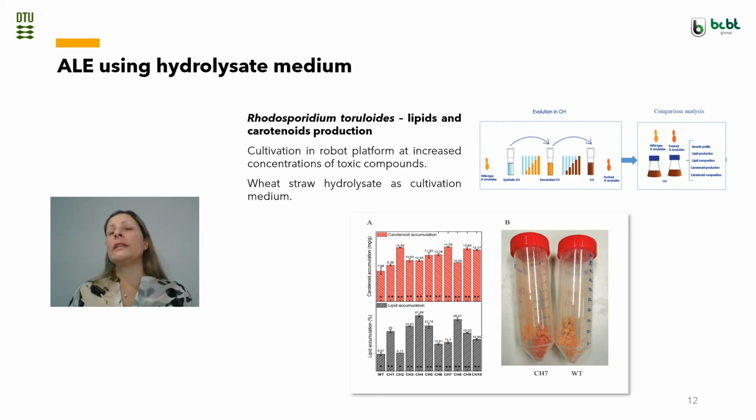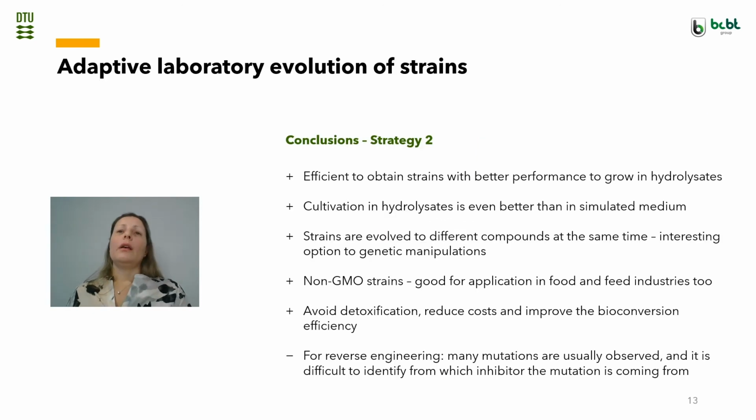And in this study, we have used wheat straw hydrolysate as cultivation medium, and we have performed the experiments using a robot platform. The idea was the same, increasing the concentration of toxic compounds step by step. And at the end, what we could see is that not only the growth of the yeast was improved, but also the ability to accumulate lipids and carotenoids. In fact, adaptive laboratory evolution, we could conclude, is a very efficient method to obtain strains with better performance to grow in hydrolysates. All the strains that we have worked with so far presented a better performance after ALE when compared to the wild type.